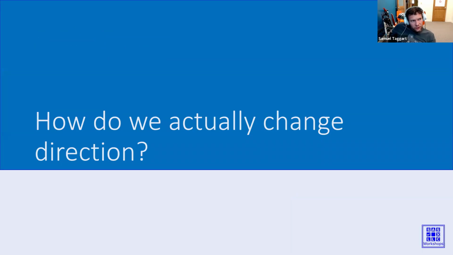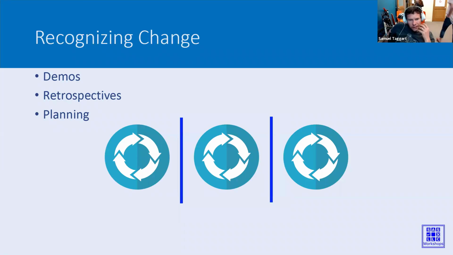Okay, so if Agile is about changing direction of our code, how do we actually do that? Well, it starts with recognizing the fact that you need to make a change, right? And so we have this convenient point. So if we're doing iterations, we have this convenient stopping point in between each iteration, right?